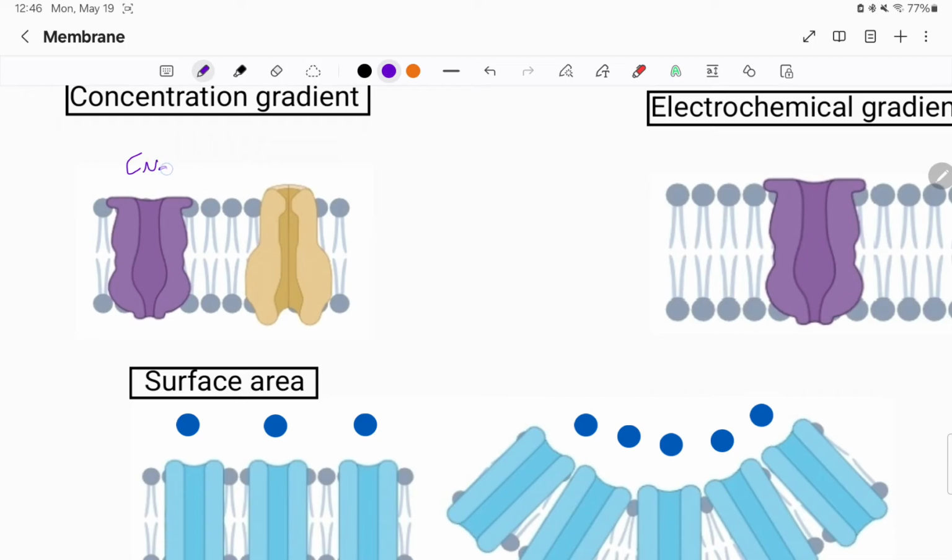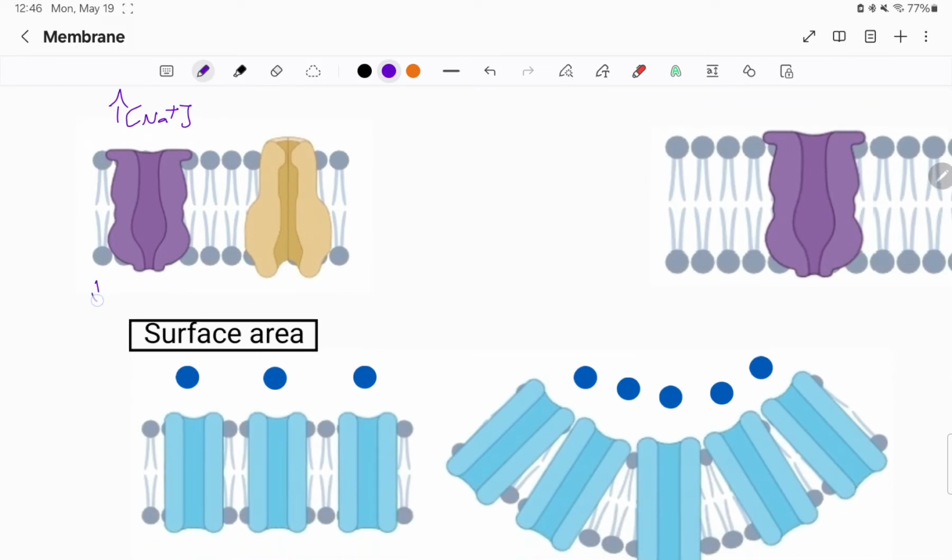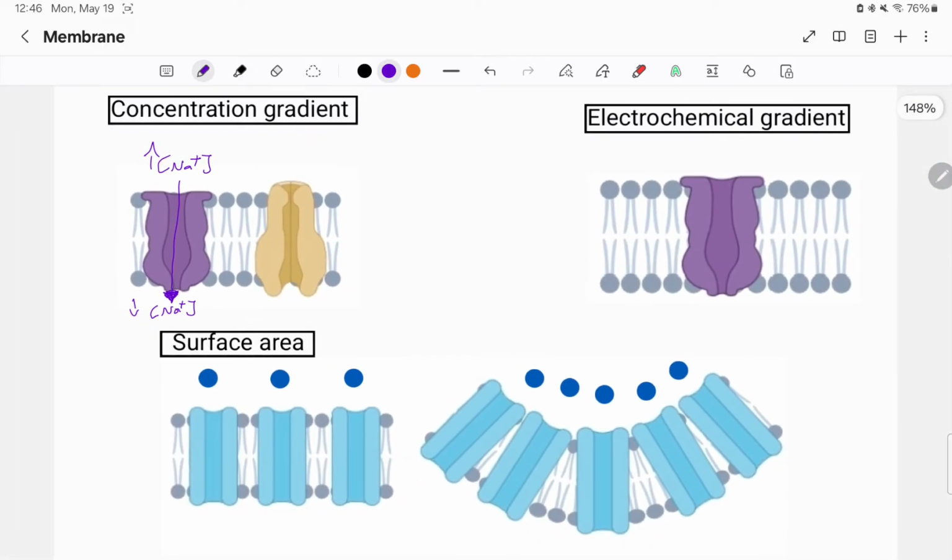Now, sodium is in a high concentration outside of the cell, and in a low concentration inside of the cell. We'll talk about how this concentration gradient is established later, but just trust me for now. It likes to go from an area of high to low. How does it do this? Well, it uses an ion channel, and you can see that it's clearly following a concentration gradient.